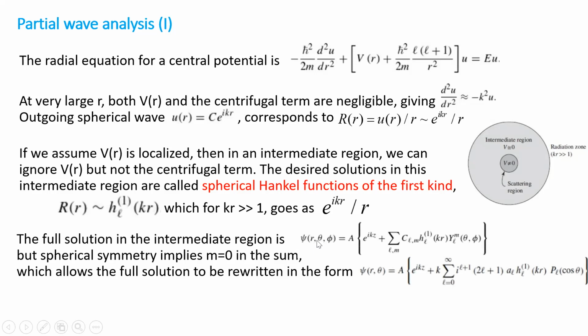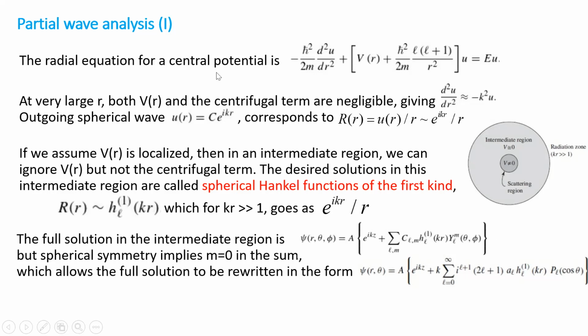Psi of r, theta, and phi is A times e to the i kz, that's the incoming plane wave. And then this is the outgoing spherical wave. It's got spherical harmonics, and radially it has the spherical Hankel functions. And then there's a coefficient here for each l and m of the spherical harmonics and the l for the Hankel function. Okay, so this is the very general solution.